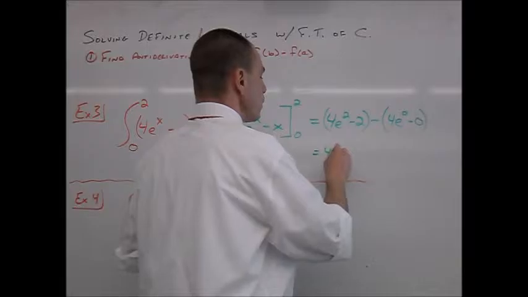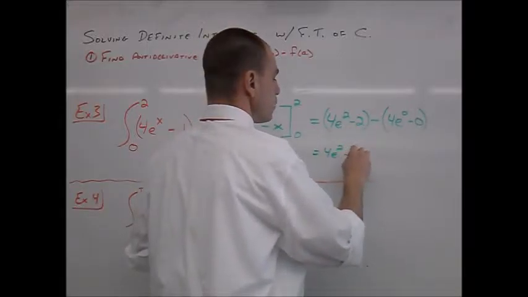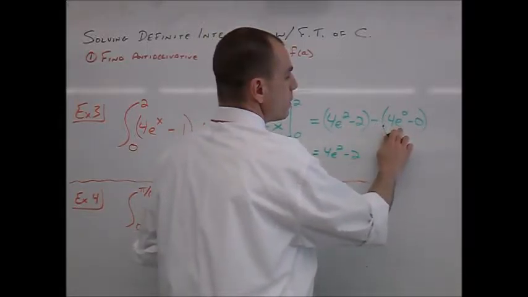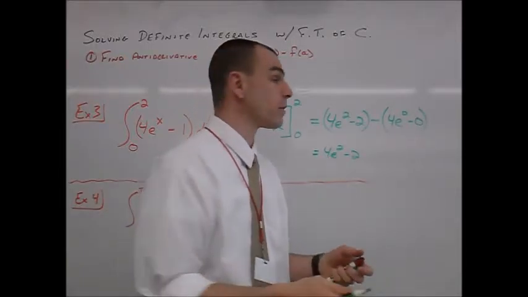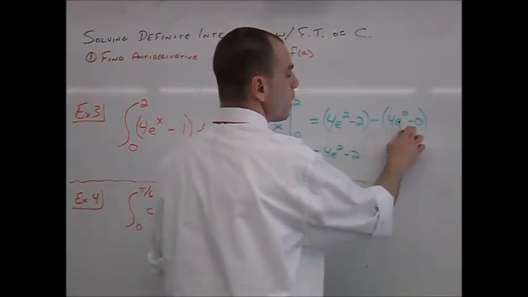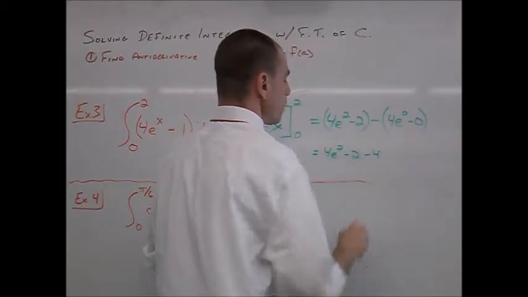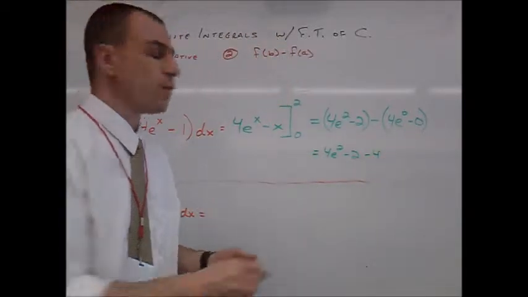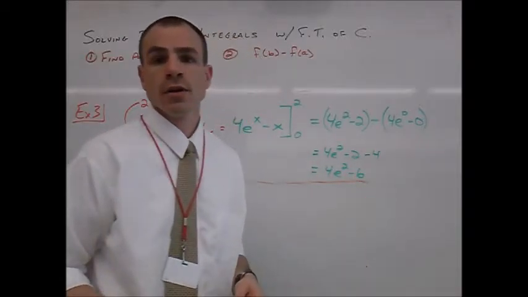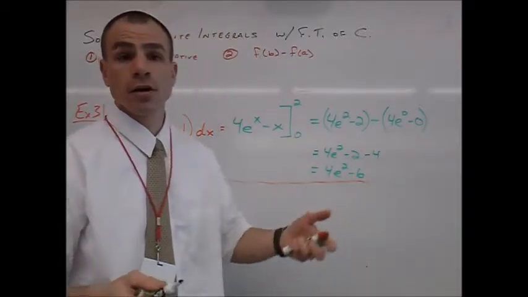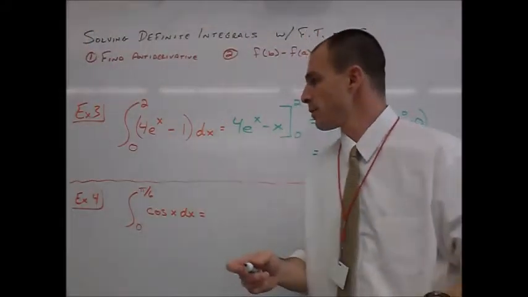We have 4e squared, we are subtracting 2, and then 4e to the 0. Well, e to the 0 is equal to what value? 1, very good. So we have 4 times 1 minus 0, or 4. So we have 4e squared minus 2 minus 4, or we could say 4e squared minus 6. Okay, again, all three answers are correct. One's just more simplified than the other.